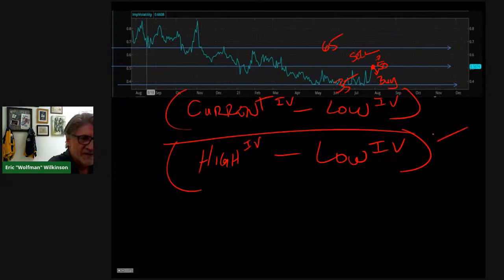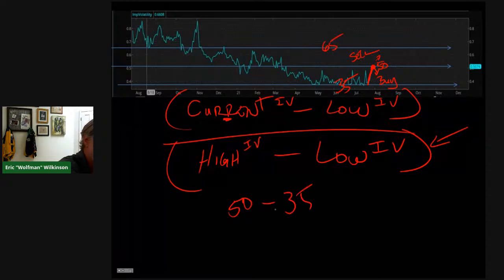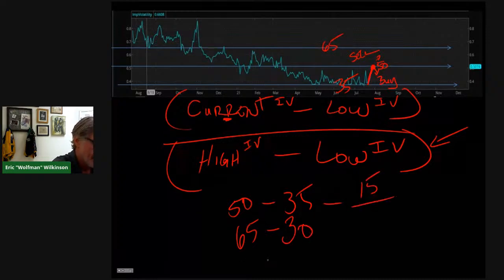Because this is our entire range. And basically we're finding out where the current is, from the bottom to here. So we're trying to find out where we are in that area. So if I took the current and we got 50 minus the low of 35, and I take the 65 minus the low of 35, I got 15 divided by 30. So that's basically 50%, right?